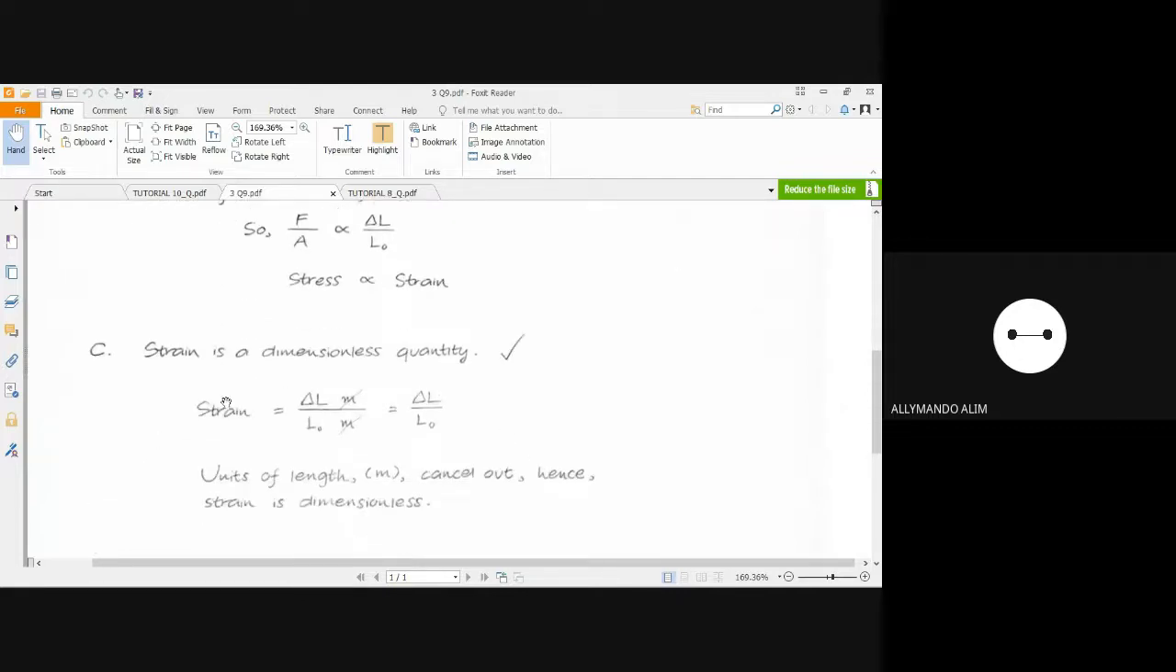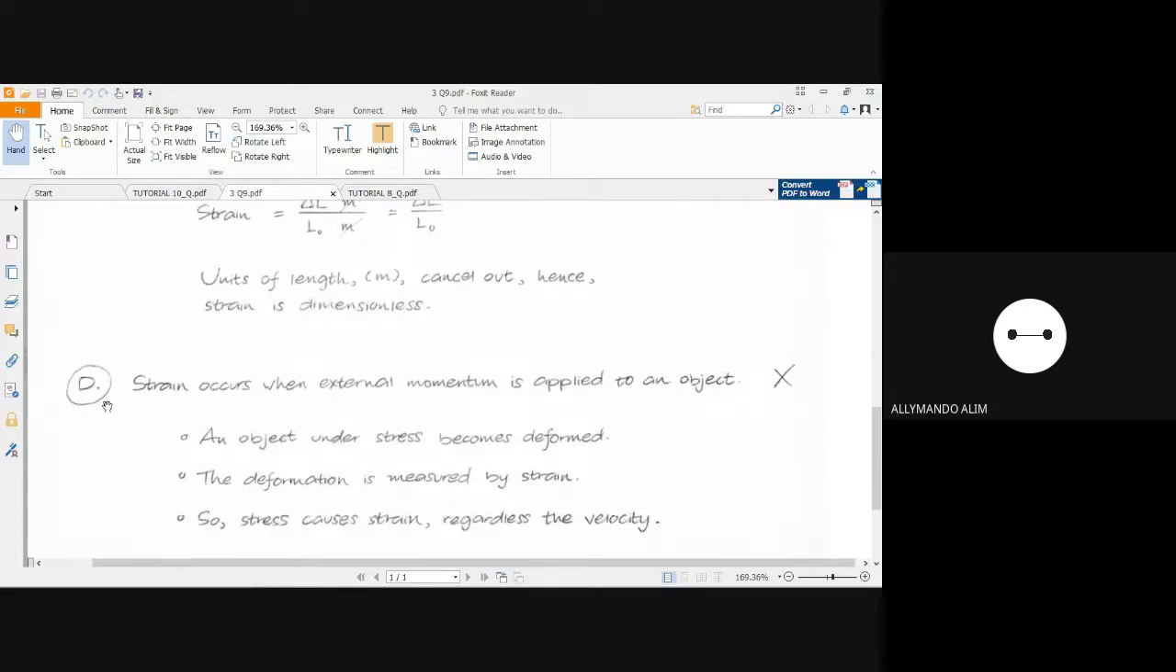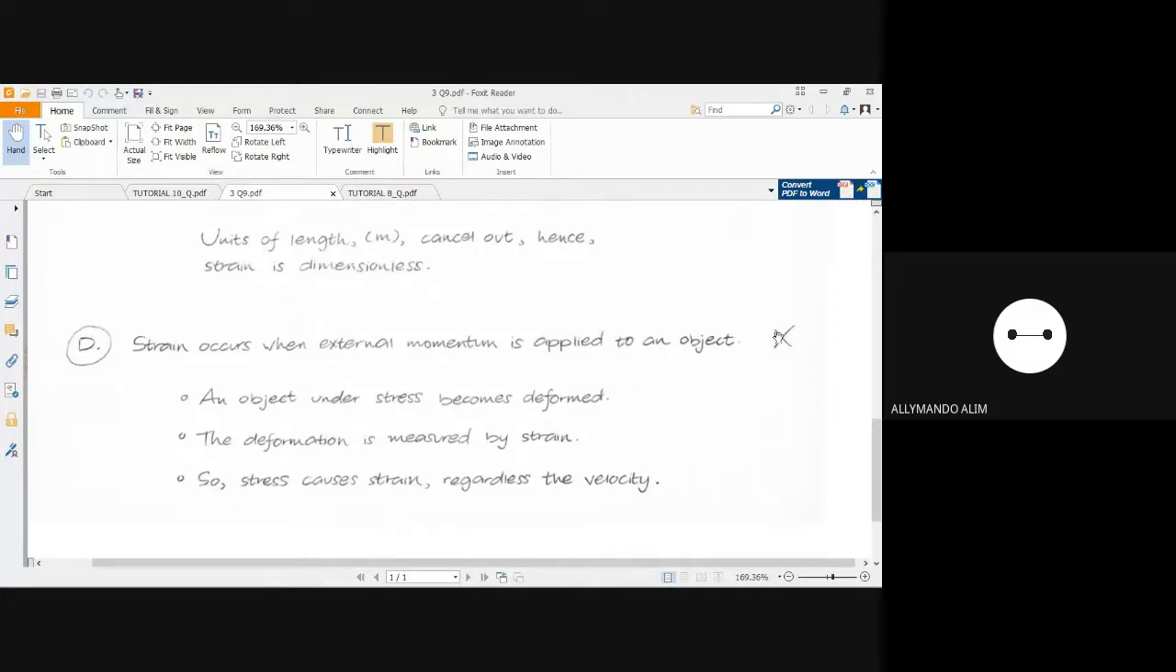The statement of B is true. C, strain is a dimensionless quantity. Strain is the change of length divided by the initial length. So if we divide it, the units of length cancel out, hence the strain is dimensionless. So for pilihan jawapan D, strain occurs when external momentum is applied to an object. So this is wrong because an object under stress becomes deformed, and then the deformation is measured by strain. So stress causes strain, not external momentum.